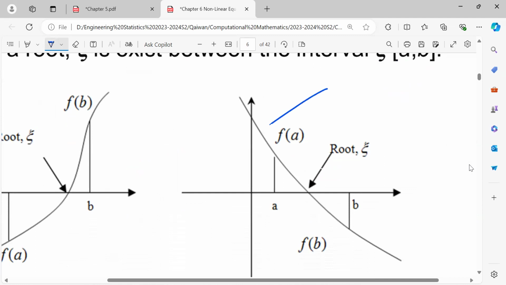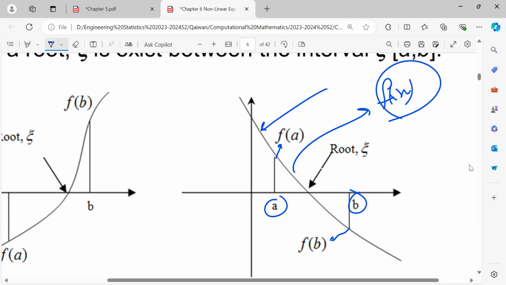Look, let's say this is the curve of f of x. This is a and this is b. This is f of a and this is f of b. How to check if we have a root for f of x in the interval ab or not? We evaluate a in the function, and then we evaluate b in the function. If they have different signs, if one of them is positive and the other one is negative, it means we have a root for this equation in the interval ab.